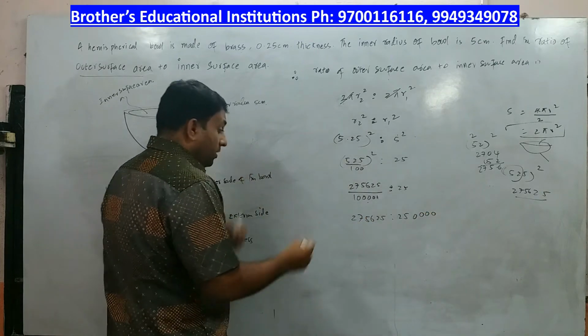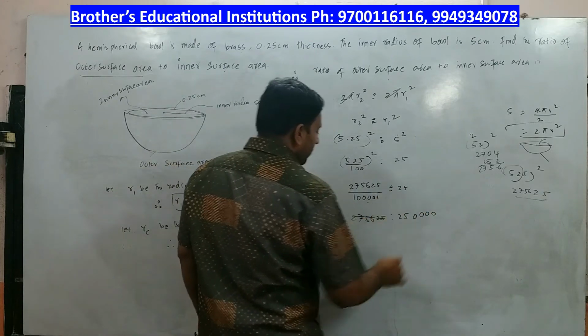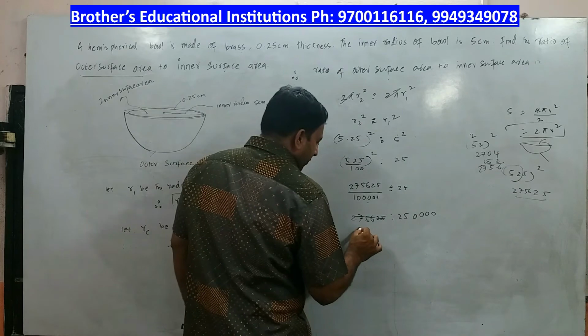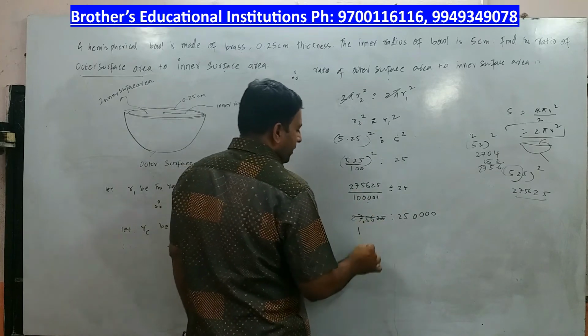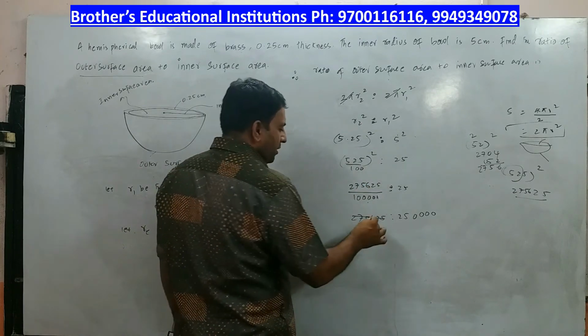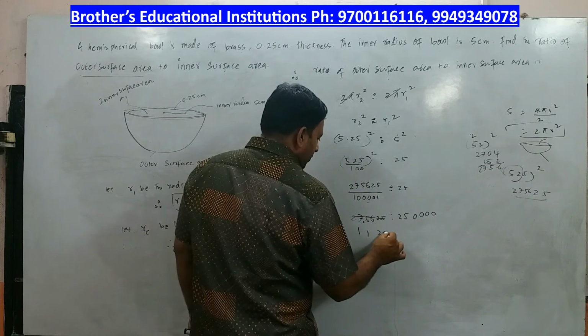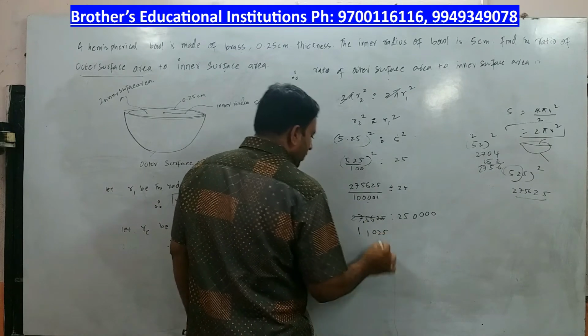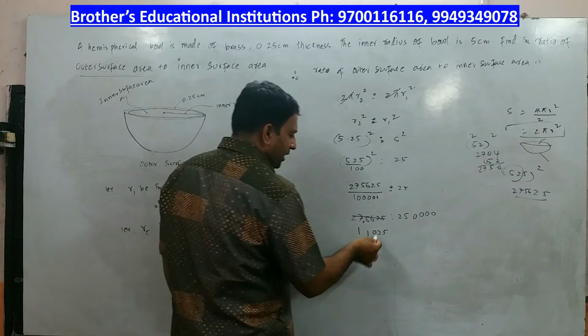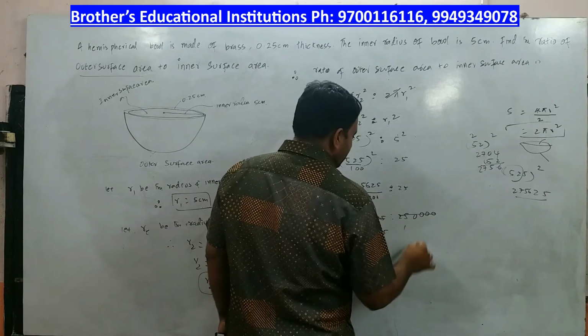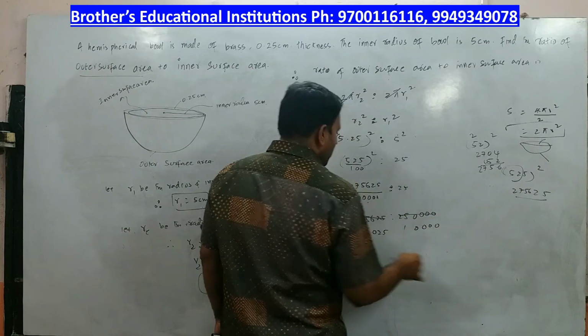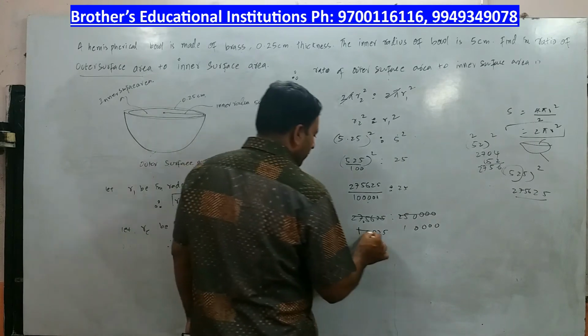Now what will you do? You will divide this by 25. When you divide by 25, 25 ones are 25, 2 will come here, 25 ones are 25. Now 625 is 25, 25 is 625. Here it is 25 ones are 25, 0, 0, 0, 0. Again you can divide this entire equation by 25.